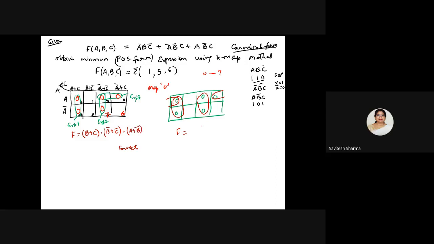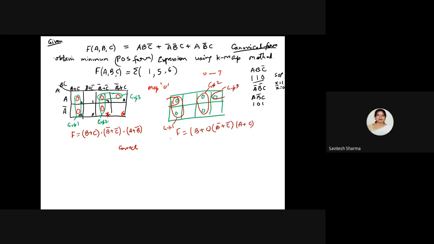So if suppose someone grouped like this, tell me. This is my group 1, this is my group 2, and this is my group 3. So you write group 2: it is B complement plus C complement. And group 3, what is group 3? A plus C.